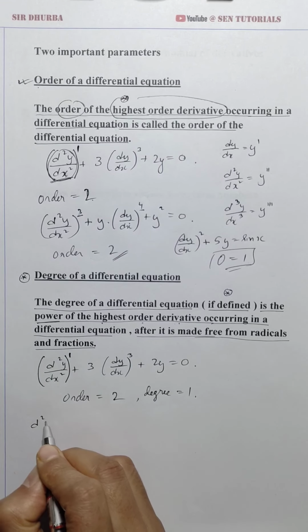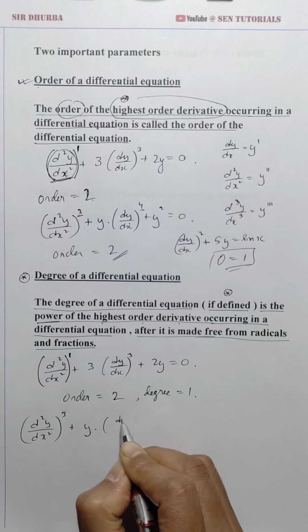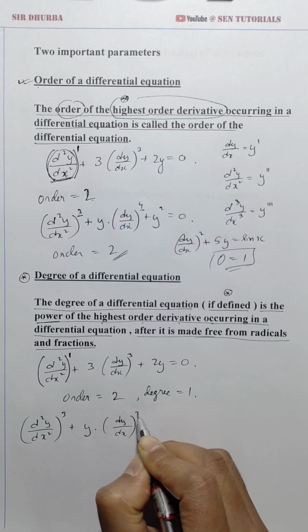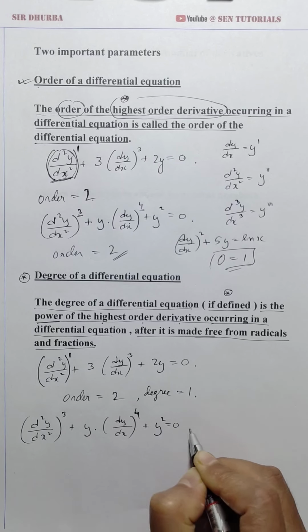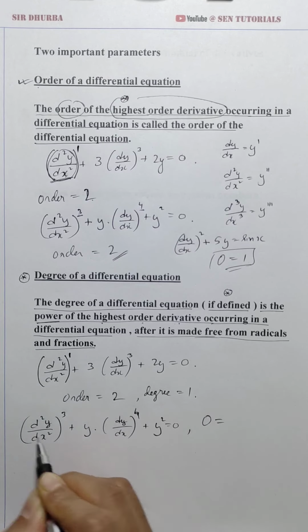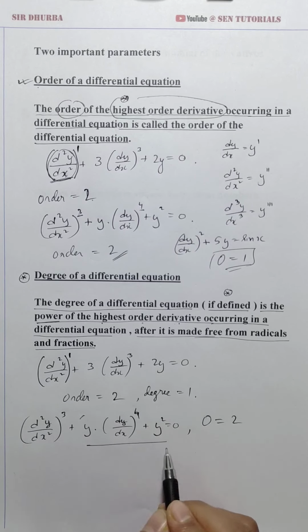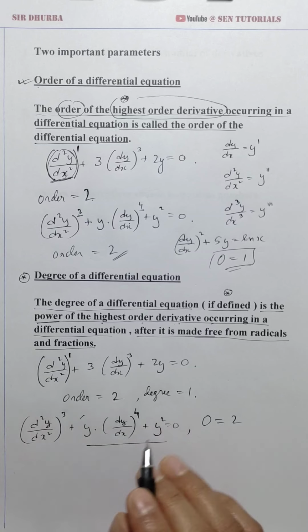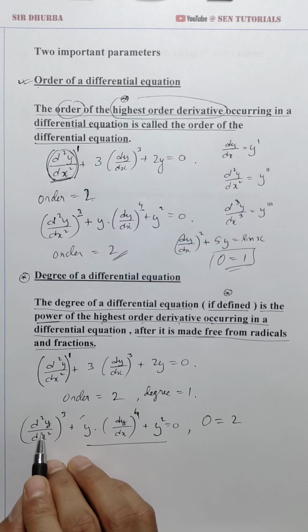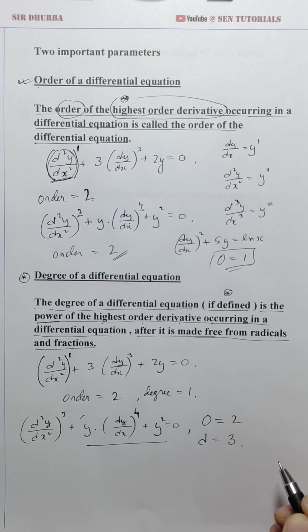What about the second one? (d square y by dx square) whole cube plus y (dy upon dx) whole power 4 plus y square equal to 0. What is the order here? Highest maximum number of times the differentiation has been applied, 2 times. So now I am not interested in this part at all. Order is done. Now degree means exponent, so this second order derivative has a degree 3. Understood?